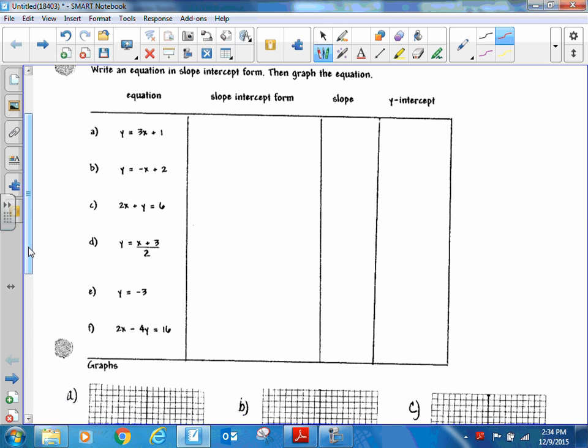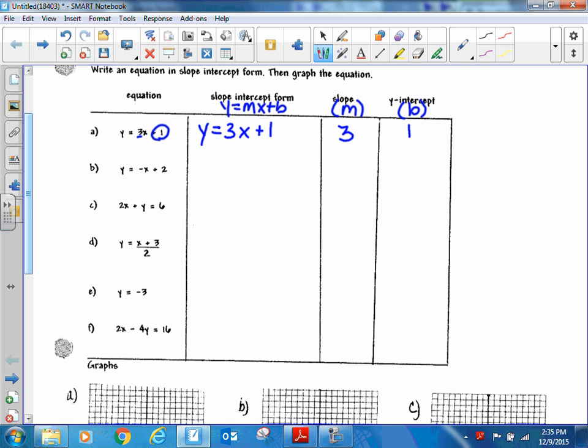So we have our original equation. We're going to have our slope-intercept form, right? So we're going to want this in y equals mx plus b. We're going to need our slope, which is m, and then we're going to need our y-intercept, which is b. So let's look. The first problem is already in slope-intercept form. So I'm just going to rewrite the problem. And we know that our slope is 3 and our y-intercept is 1. That's probably the easiest of all the equations.